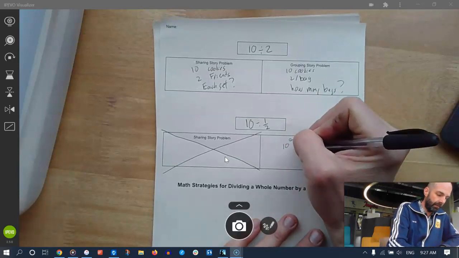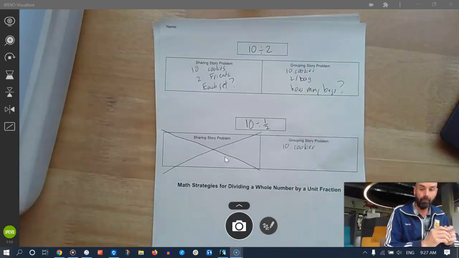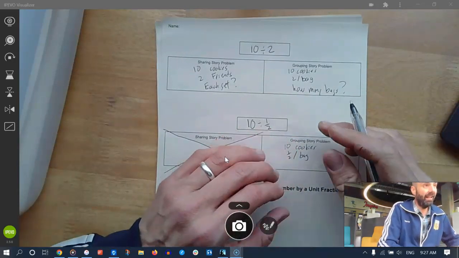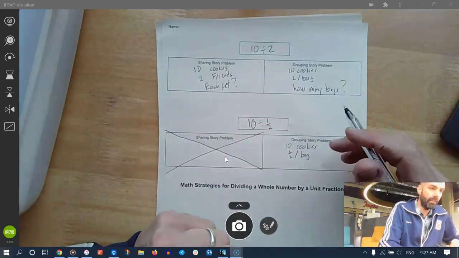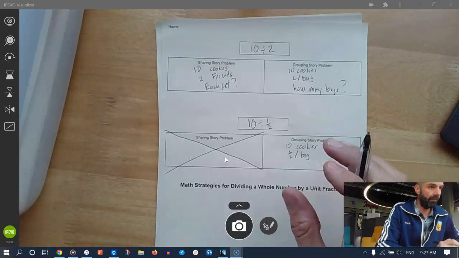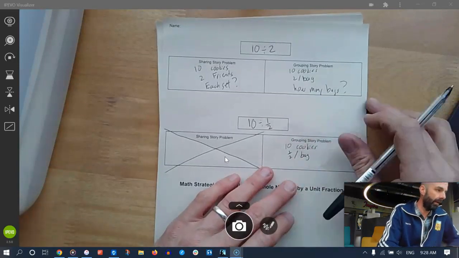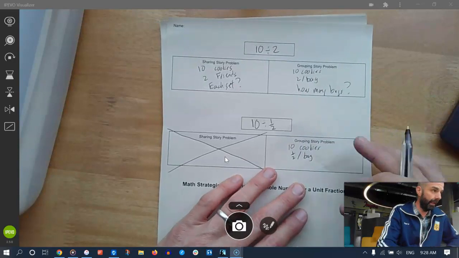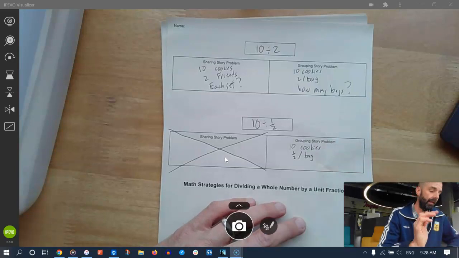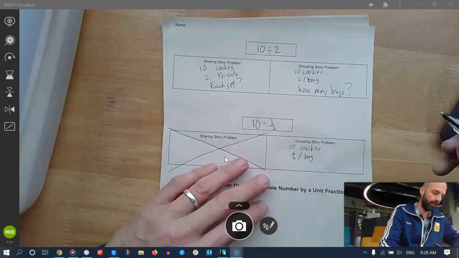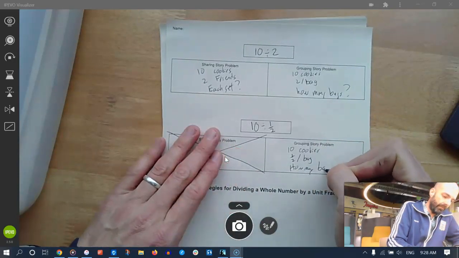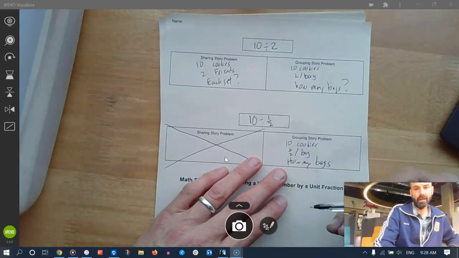So I can have 10 cookies, and I can break them in half, right? And I can say half per bag. Or I could have 10 kilograms of oatmeal, and I want to put half a kilo of oatmeal in every bag. I could have 10 cups of sugar, and I want half a cup of sugar in each serving of pancakes. So how many can I make? Things like that. So 10 cookies, half per bag. How many bags? Okay, and so again, that means it's going to be a lot, right?